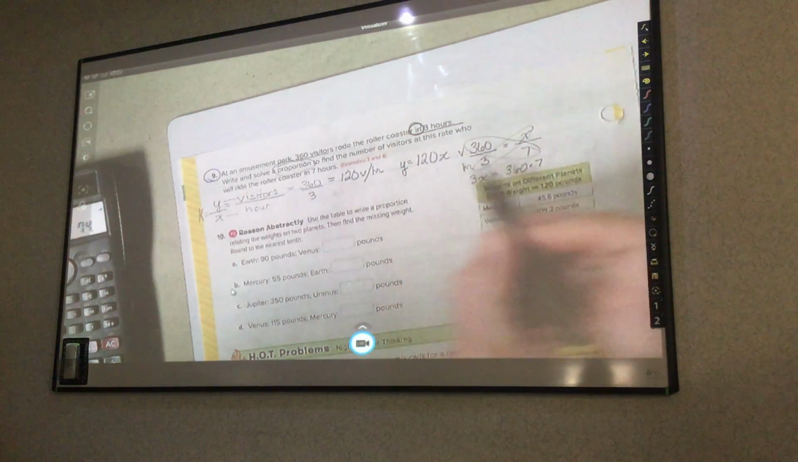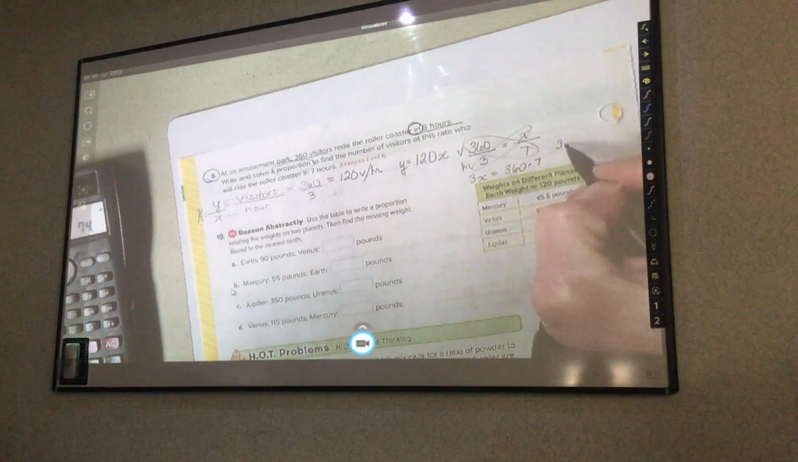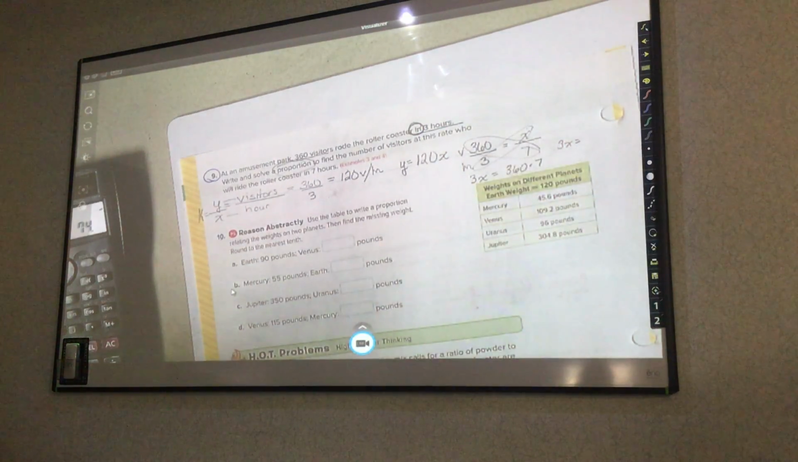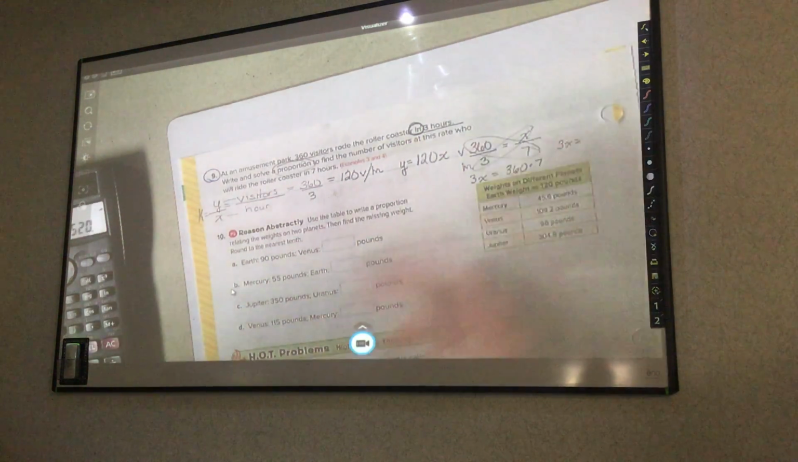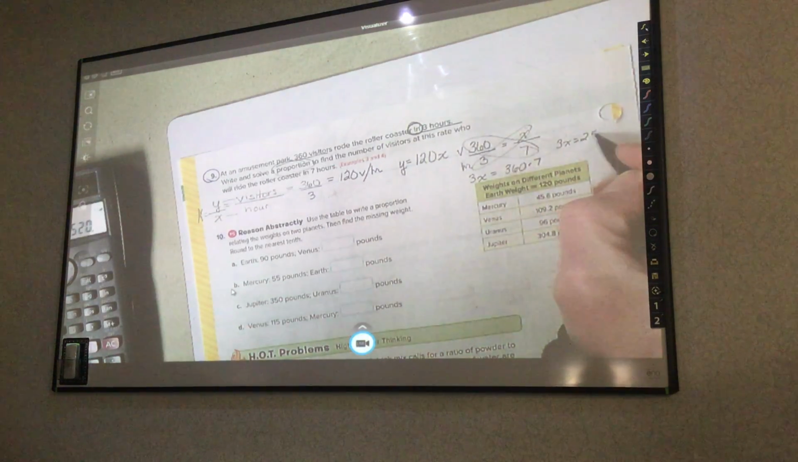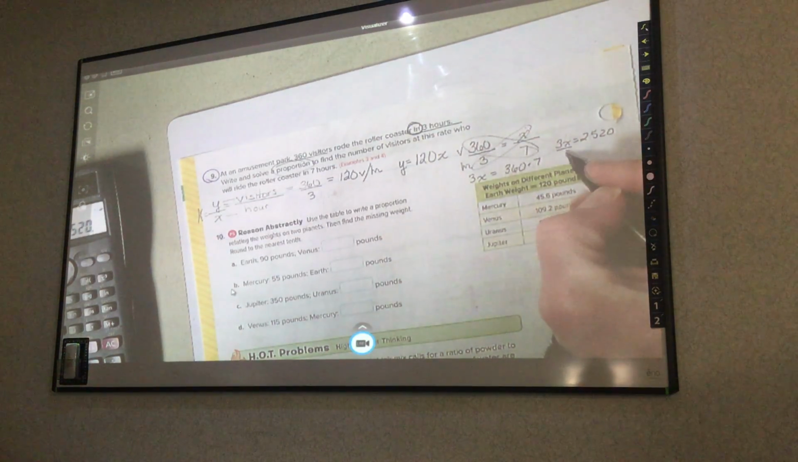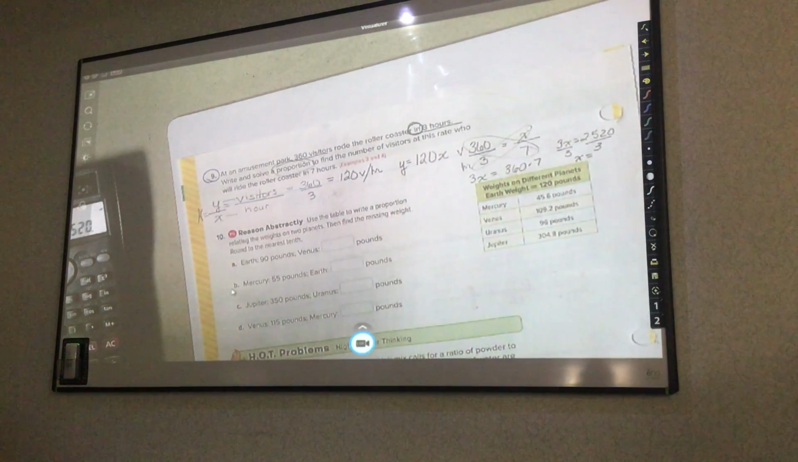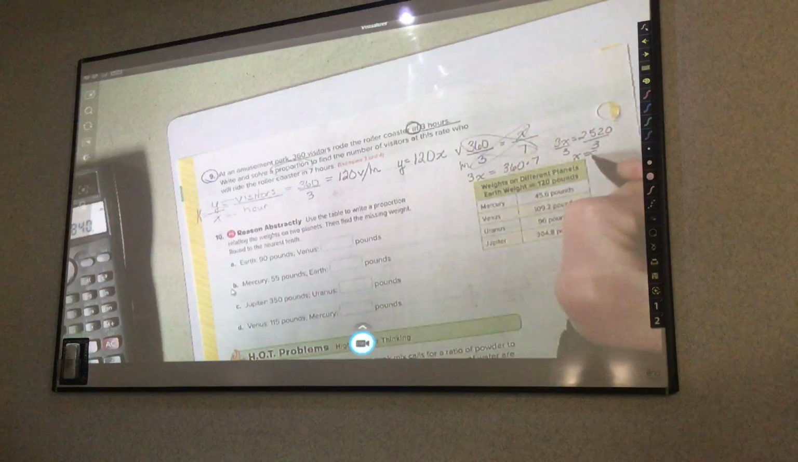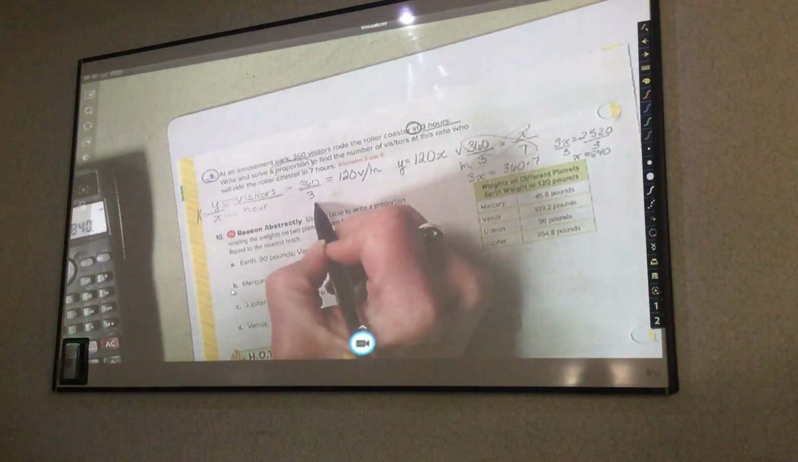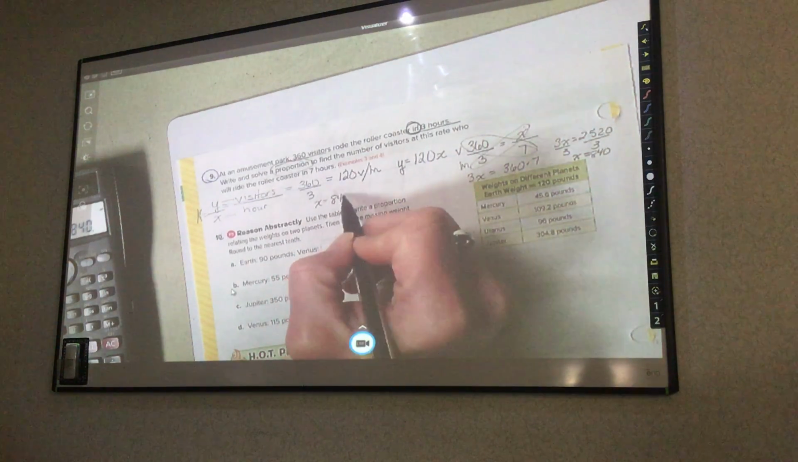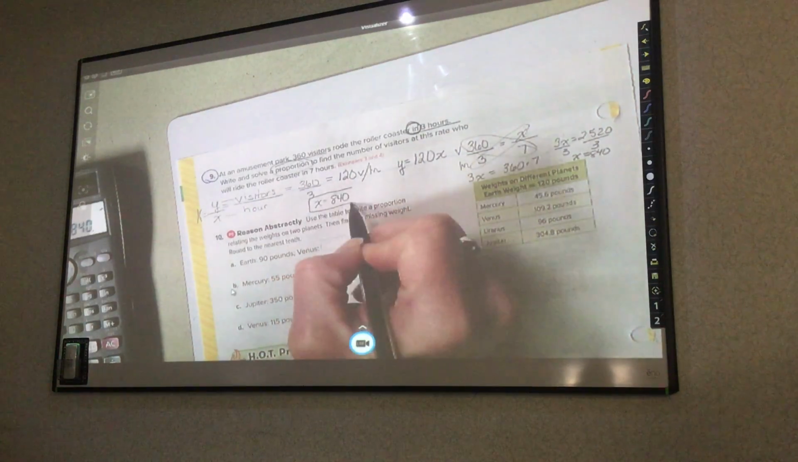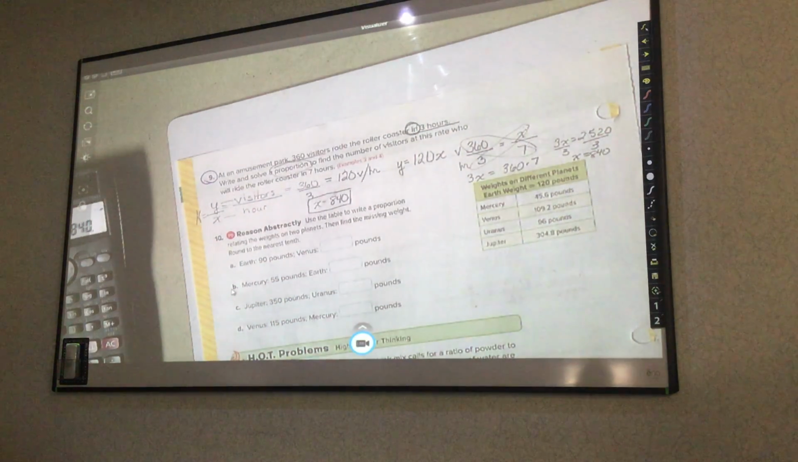I'm running out of room. So I have 3x equals, what's 360 times 7? 2,520. Divide by 3, so x equals 840. How many of you got 840 as your answer?